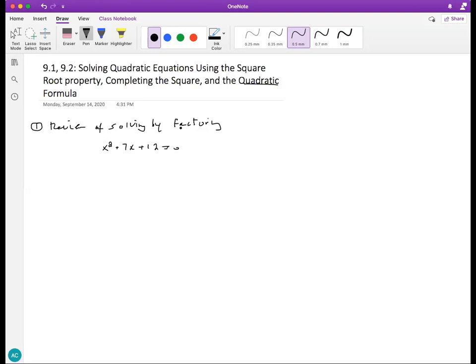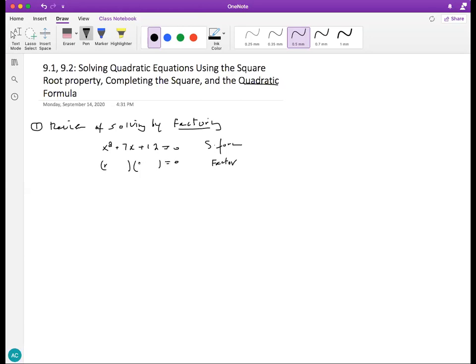So solve by factoring. That means we need to factor first, not use any other method. Before you factor, this needs to be in standard form, meaning all the terms should be on one side, and the other side should have 0 only. If you don't have all the terms on one side, do so first. That's standard form: ax squared plus bx plus c equals 0. Then factor. Obviously, the method is solve by factoring, so you need to factor this. This is a trinomial.